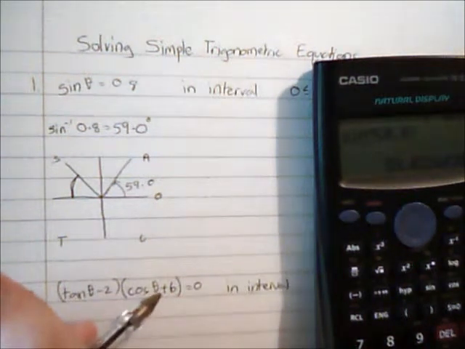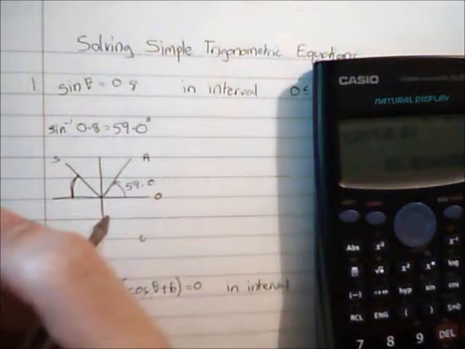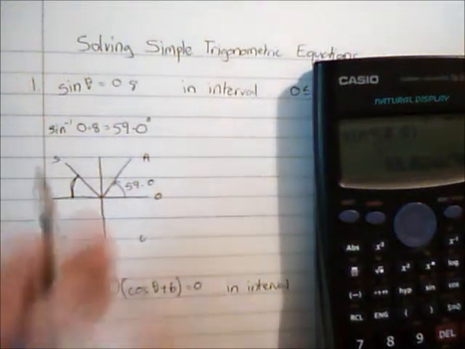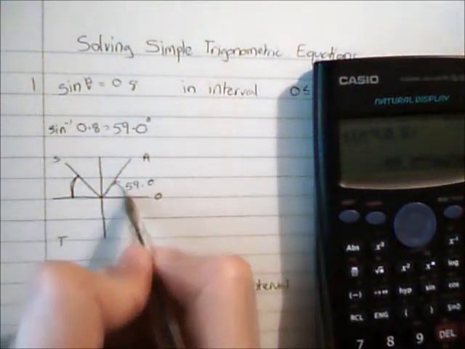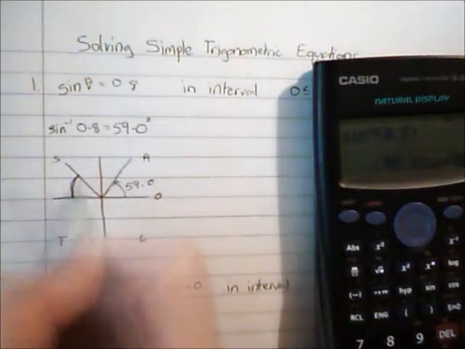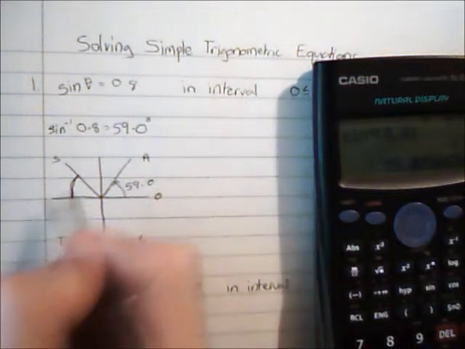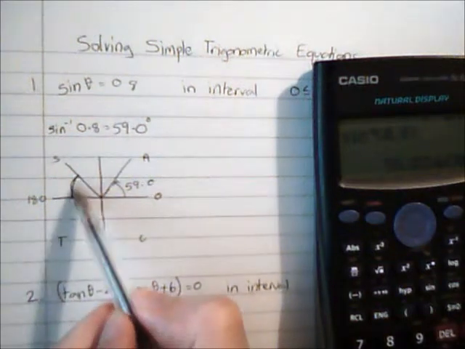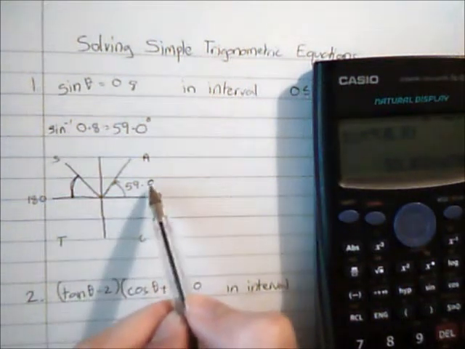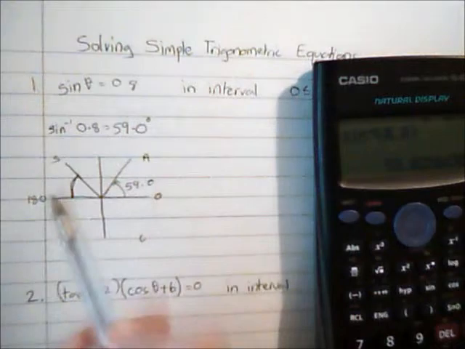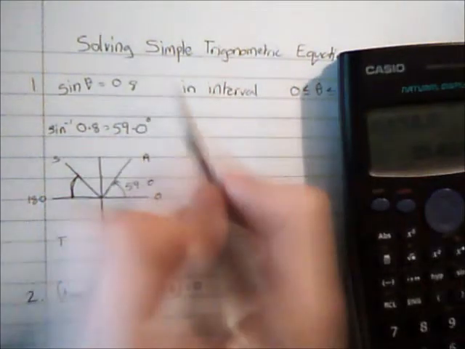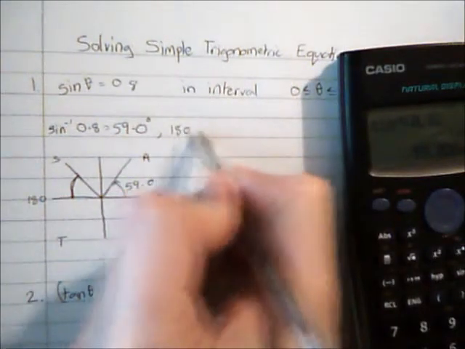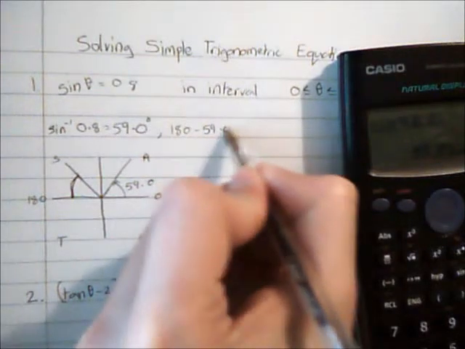Okay, because we're always looking at the angle it makes with the x-axis. So if this angle is 59 and this angle is 59, well, what's this value over here? Well, that's a half a revolution, so that's 180. So this solution is 59.0 degrees before 180. So my second solution is 180 subtract 59.0.